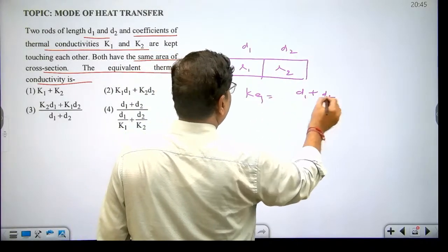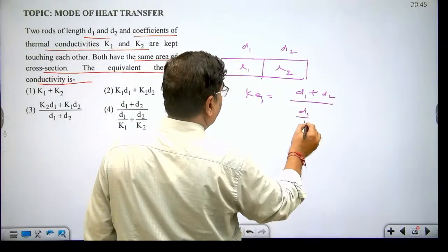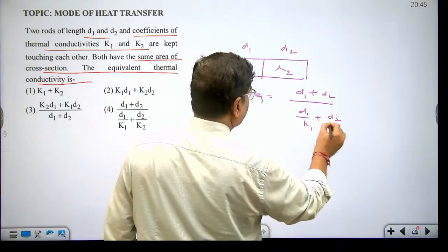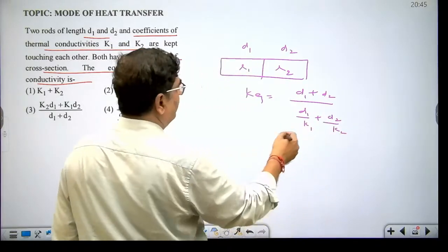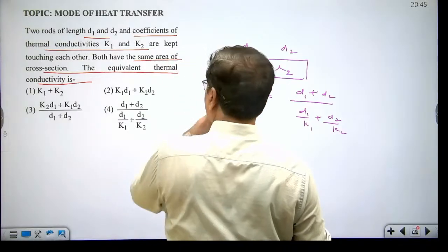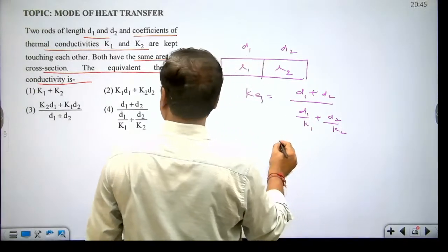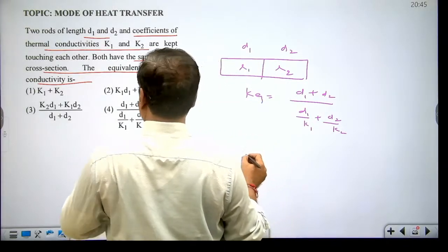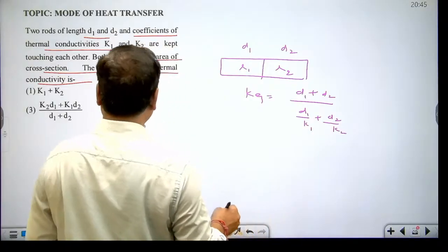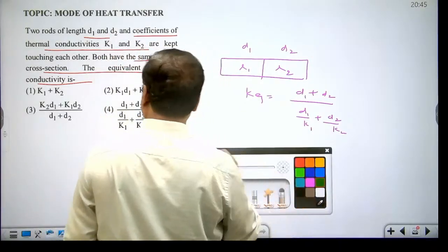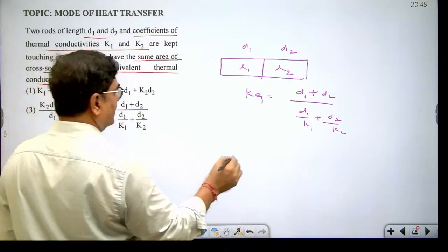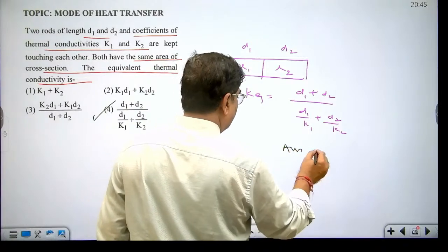So K equivalent is what? (D1 plus D2) upon (D1 upon K1 plus D2 upon K2). So (D1 K2 plus D2 K1) upon (D1 plus D2). Okay, harmonic mean. So option 4 is the correct answer.